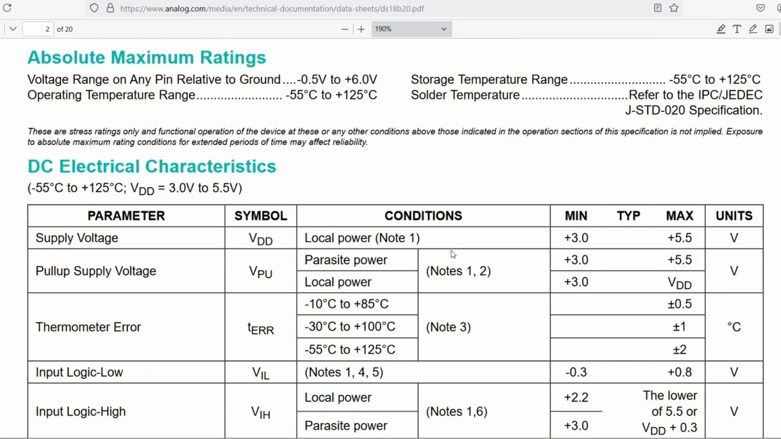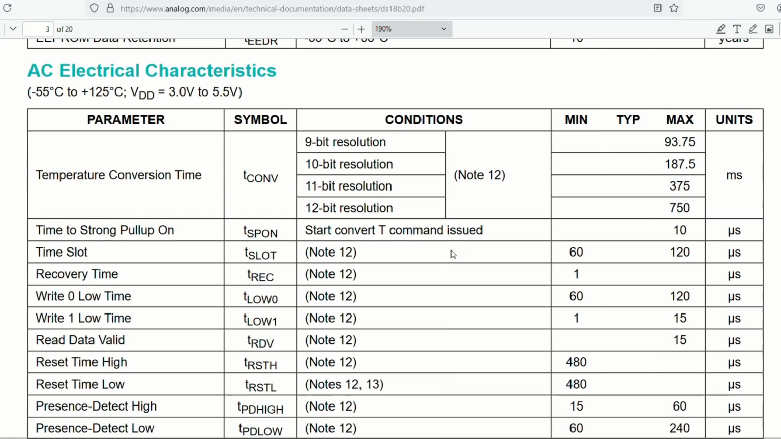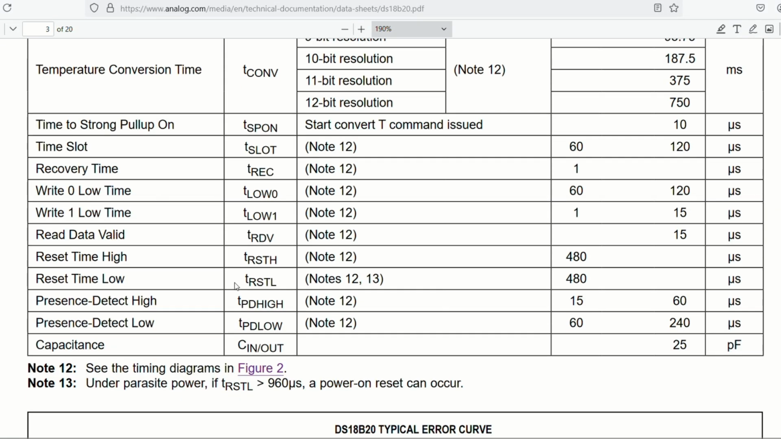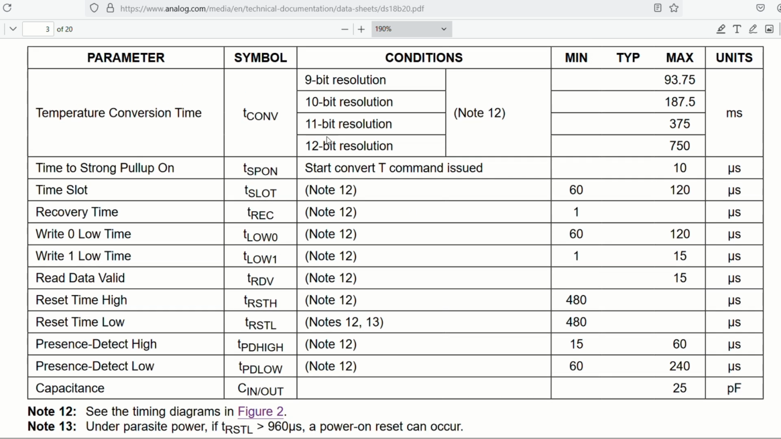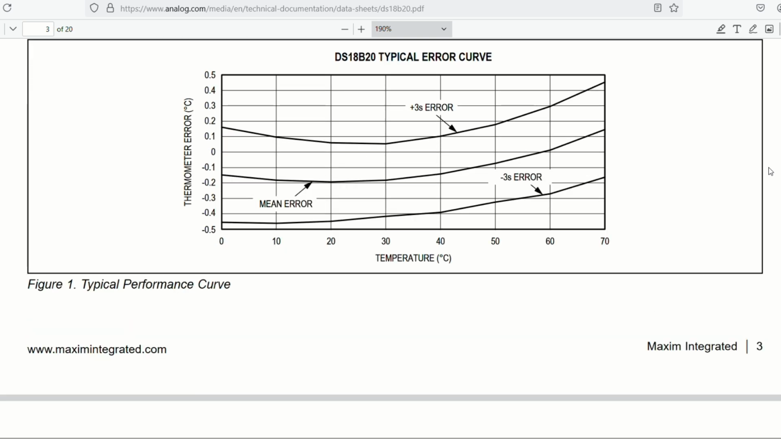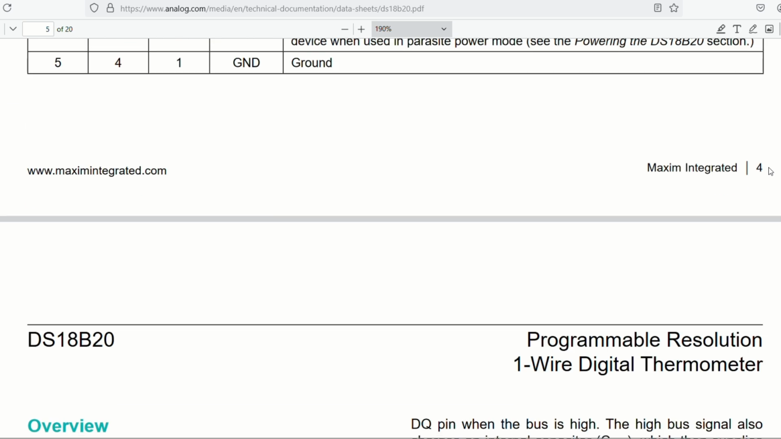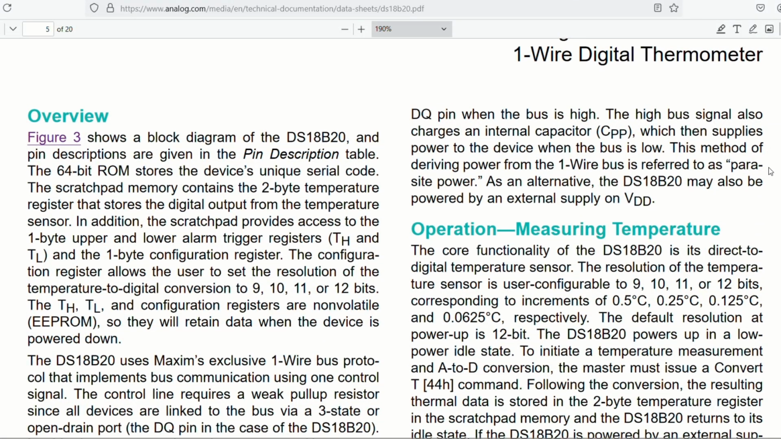And these are all the timing diagrams: write 0, write 1, reset time high, reset time low, presence detect high, presence detect low. All of these timing diagrams are available in the datasheet. You can have a look at it later. Next comes more specification detail about the DS18B20, and you can have a read at it.